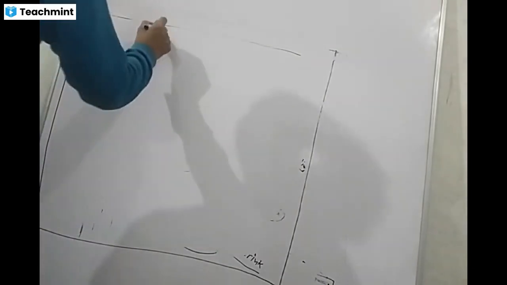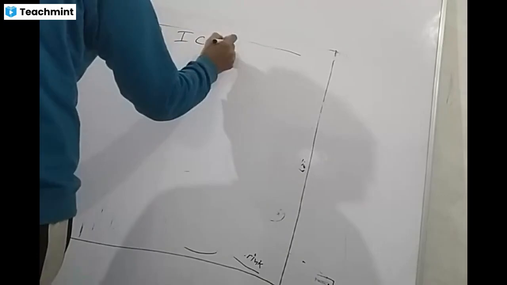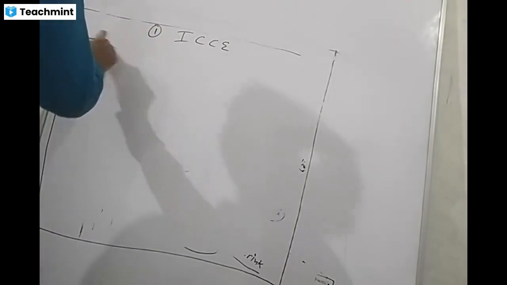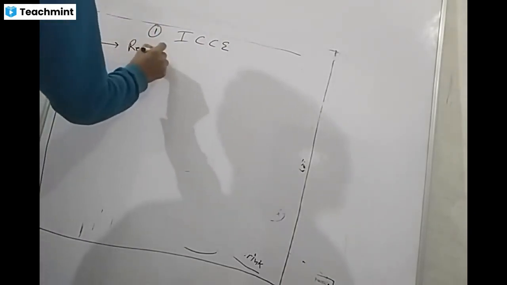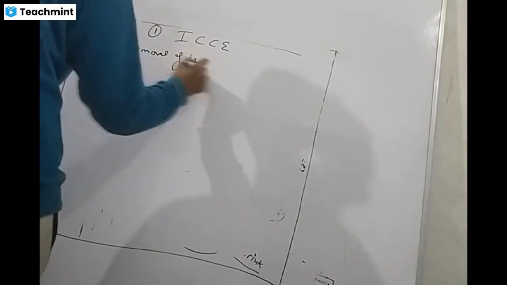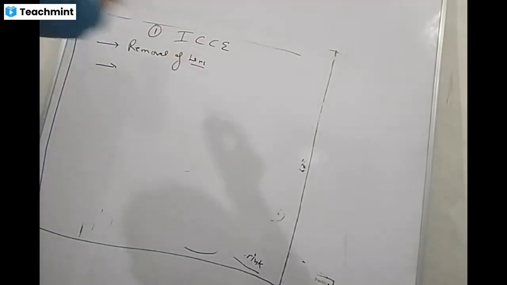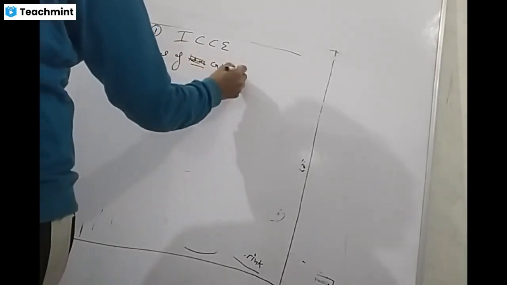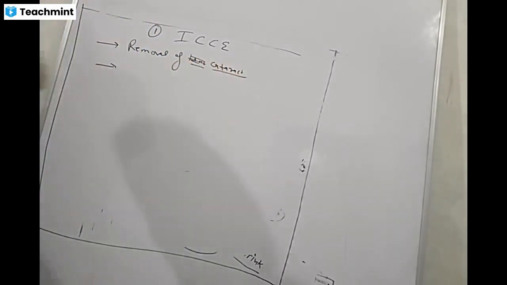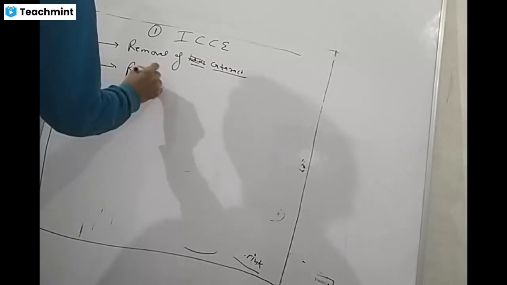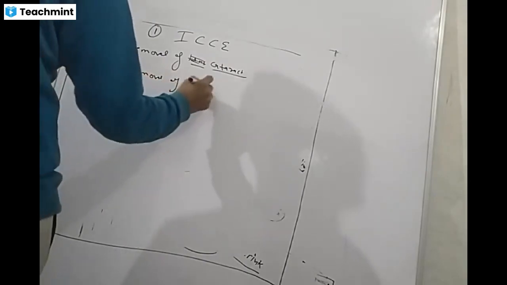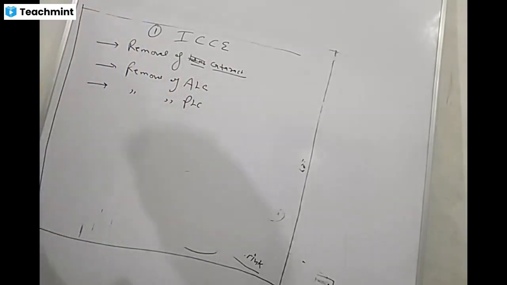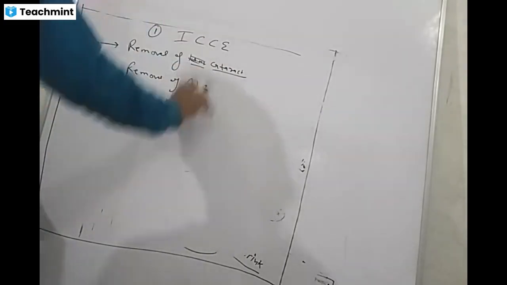So the first surgery is your intracapsular cataract extraction. In this case, there is removal of the lens. It's better to say removal of the cataract. There is removal of the anterior lens capsule and there is removal of the posterior lens capsule. So everything is removed.